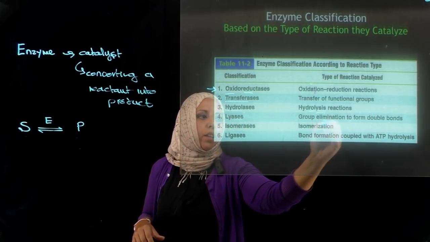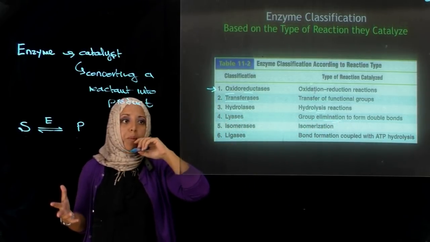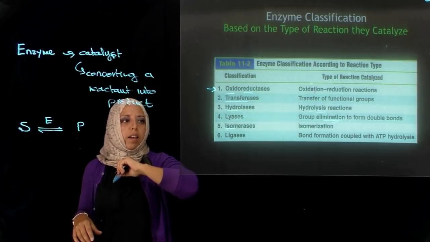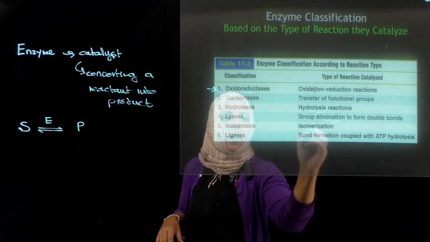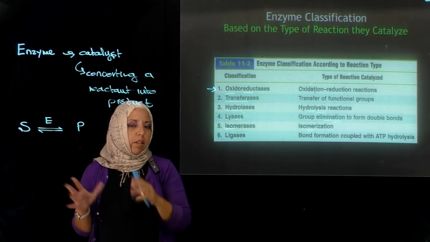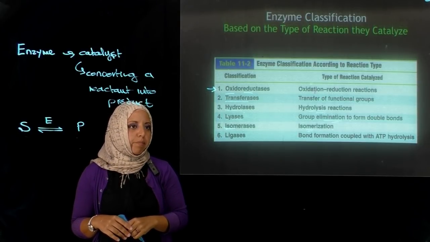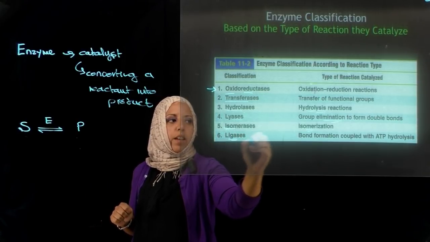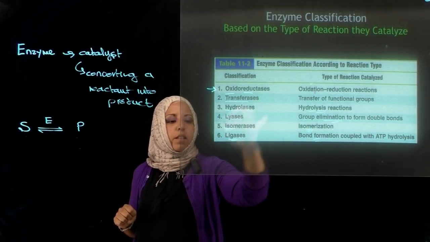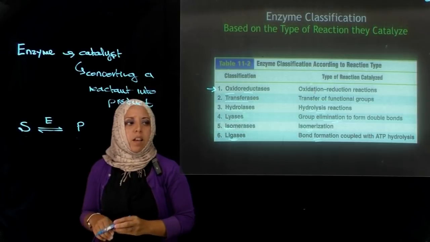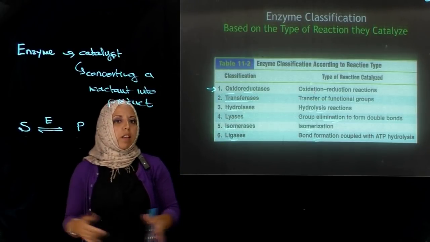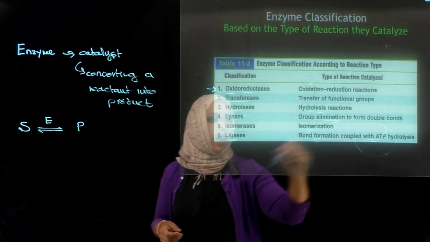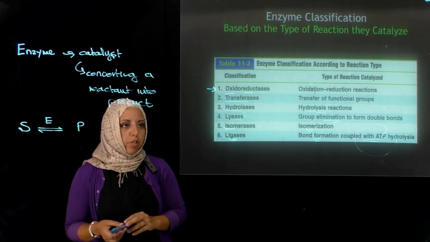Lyases are enzymes that catalyze the elimination to form a double bond. Isomerases, just like the name implies, are enzymes that catalyze isomerization, right? Taking the molecule from one isomer to another. They differ in the way they're connected. And finally, ligases is a class of enzymes that catalyze the formation of a bond in the presence of ATP, or really coupled to the hydrolysis of ATP, and that is the source of energy for that particular reaction.